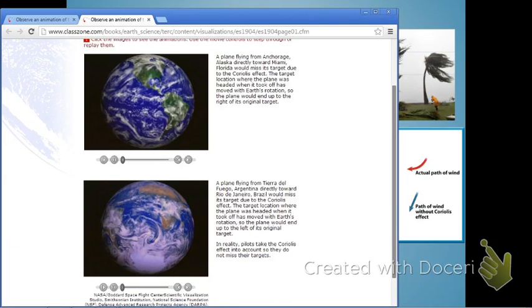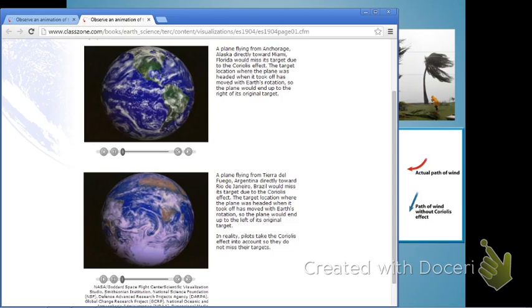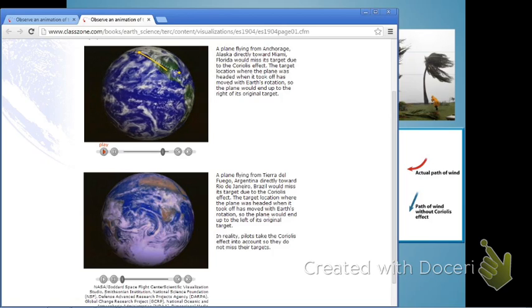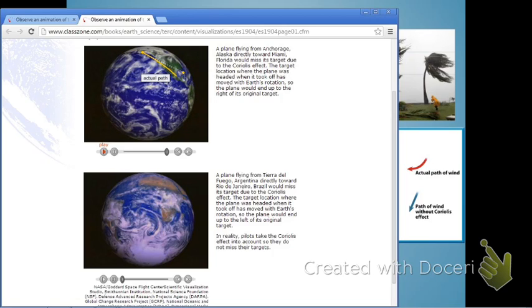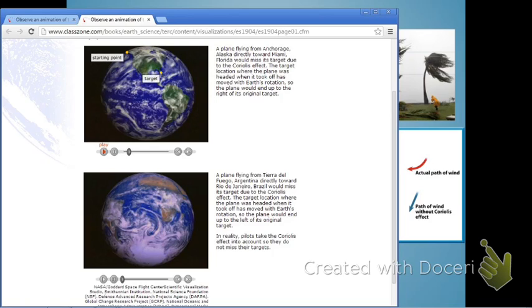Here's a quick animation to illustrate the Coriolis effect. In the top example, a plane flying from Anchorage, Alaska directly toward Miami, Florida, would miss its target due to the Coriolis effect. The target location where the plane was headed when it took off has moved with the Earth's rotation, so the plane would end up to the right of its original target.